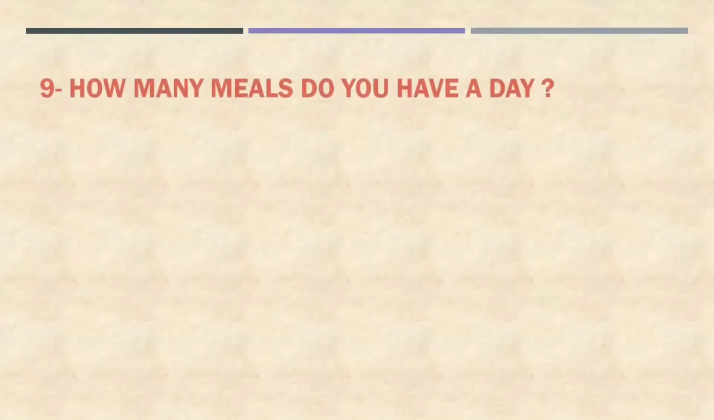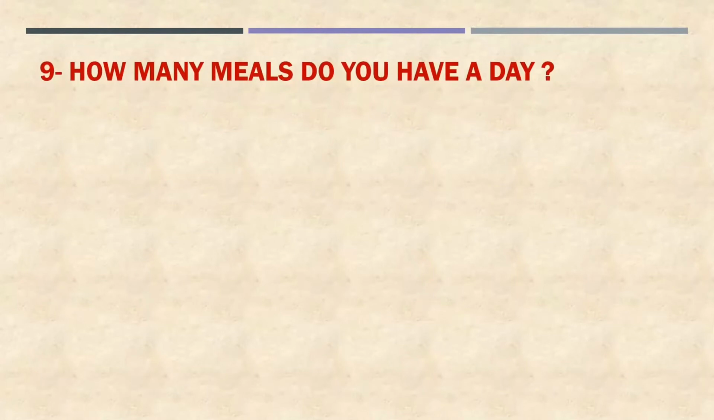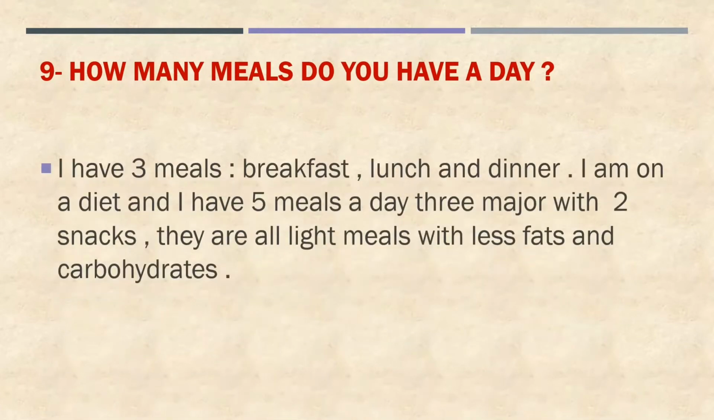Yes, let's go. Number 9, how many meals do you have a day? How many meals do you have a day? Every one of us has different eating habits. So as an example, I would say I have 3 meals a day: breakfast, lunch, and dinner. Breakfast, this is the morning meal. Lunch, this is the afternoon meal. And then dinner, this is the evening meal.